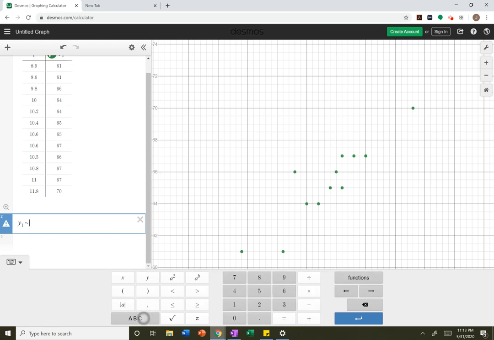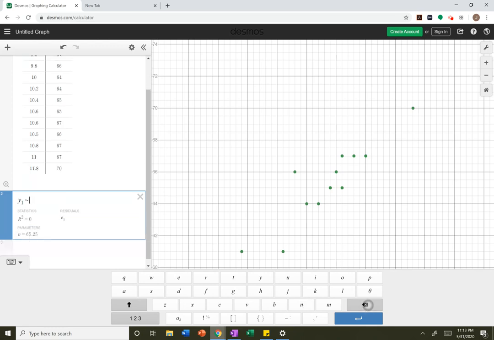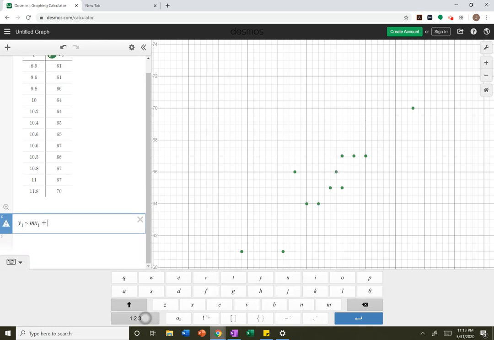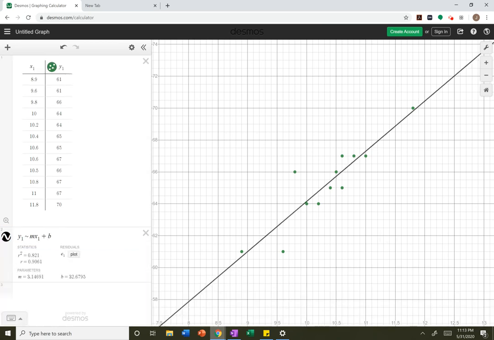Y is kind of equal to, well, I'm going to say mx. I'm not just going to say x, I'm going to say x1. Y1 squiggle mx1 plus b, right? Y equals mx plus b is the equation of my line. What I care about here are these parameters at the bottom of the page. It gives you your m, which is your slope, and it gives you your b, which is your y-intercept.